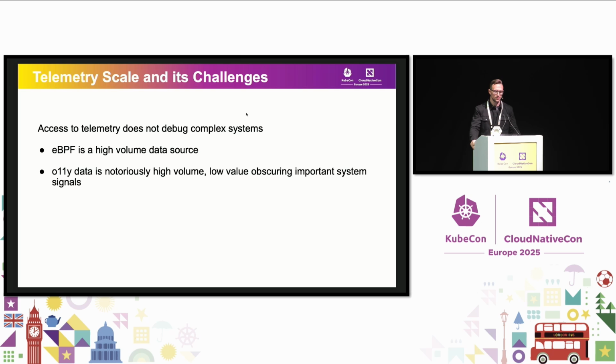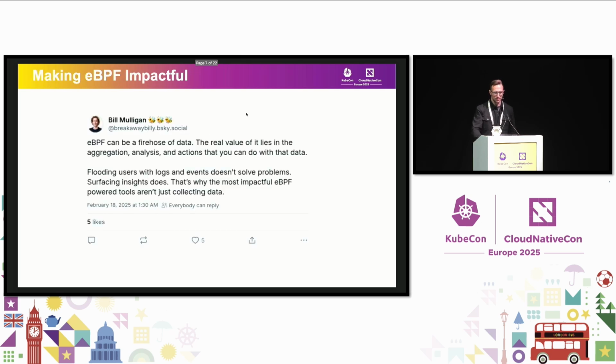And so you have to make sure that you don't obscure important system signals as you have access to more telemetry. With that in mind, as I was putting together this talk, Bill Mulligan, who is a community manager for the Cilium umbrella projects, made a post about how you make eBPF impactful. Like we just mentioned, eBPF can be a fire hose. The real value lies in the aggregation, analysis, and actions from the data. Users don't want just a wealth of information. They want insights. They want to know what they have to act and do.